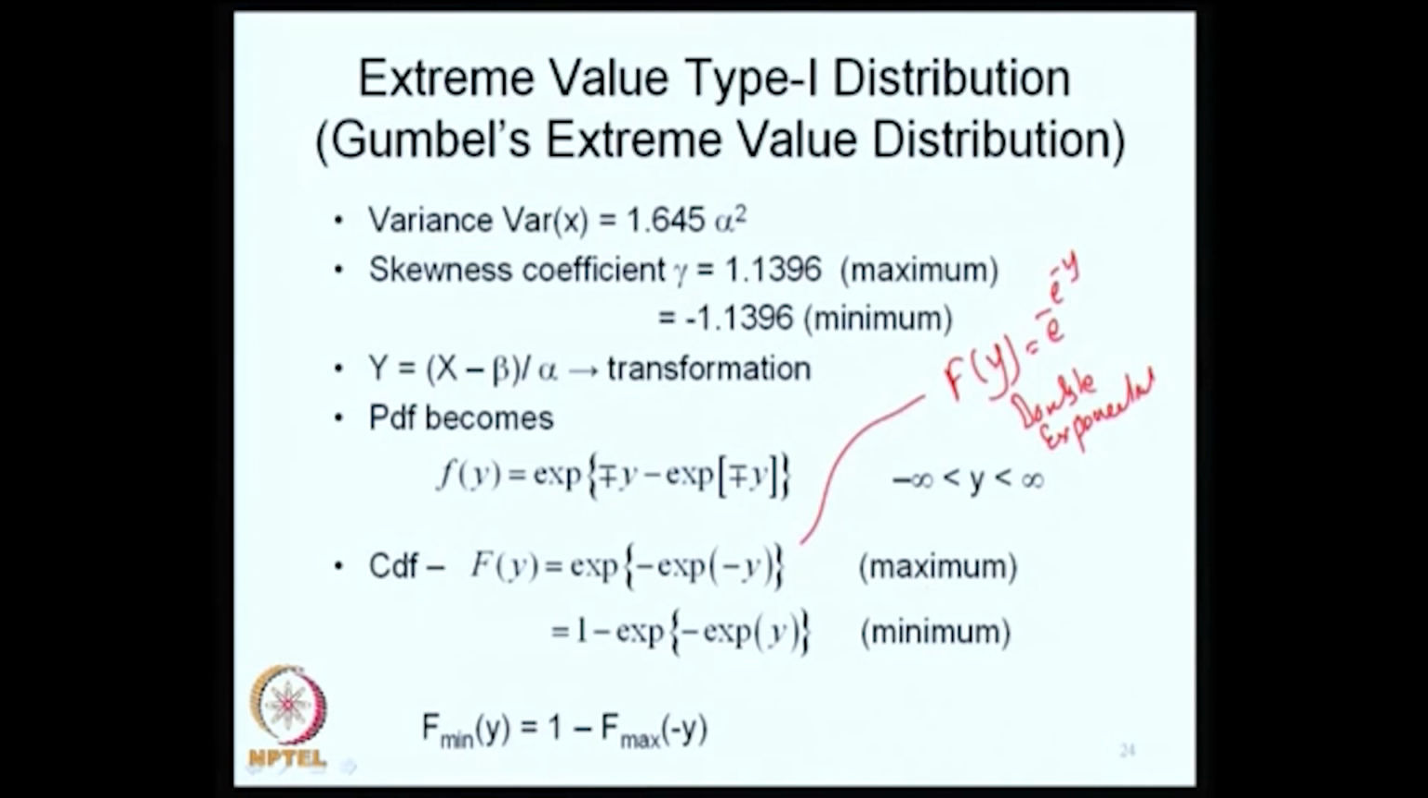And as you can see here, for the maximum we use this form e to the power minus e to the power minus y, and for the minimum values we use 1 minus of that, 1 minus e to the power minus e to the power minus y, which comes from the PDF f of y defined for maximum or minimum. And therefore, F of y, the CDF of y when we are talking about minimum values is equal to 1 minus the CDF of y corresponding to the maximum values.